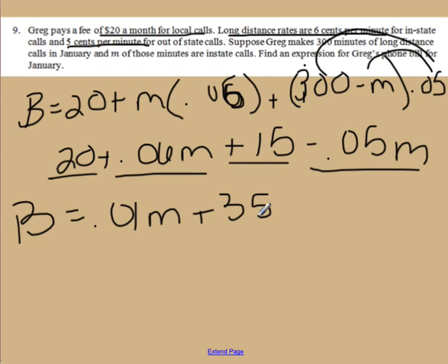Let's say we know that Greg is going to do a total of 20 minutes in state. Okay, so that means we can plug in 20 for M, and it'll give us our total bill, including what we did for out of state, even though we don't know what that is. So that's what that expression represents.